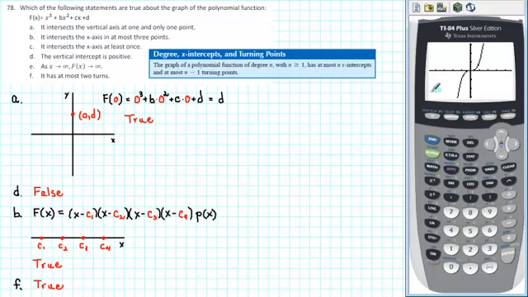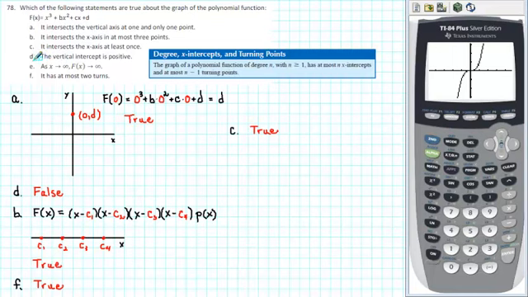And since it falls to the left and rises to the right and is continuous in between, it must cross the x-axis at least once. It might cross more than once, but it needs to cross at least once. So the answer to part C is true.